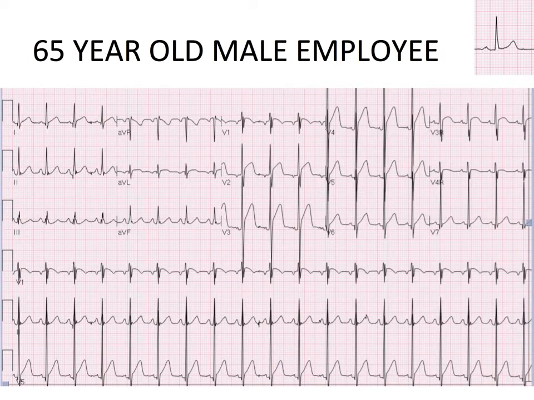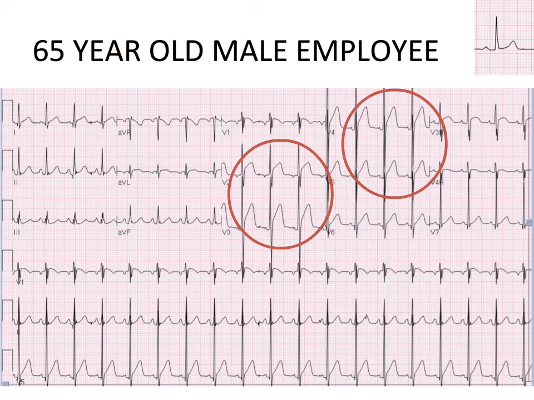Now take a minute to look at the morphology. You should have found that while the P and T waves look normal, there is significant ST elevation in leads V2 and V3, as well as some in V4 and V5. These ST elevations are concerning for an ST elevation MI, or STEMI.